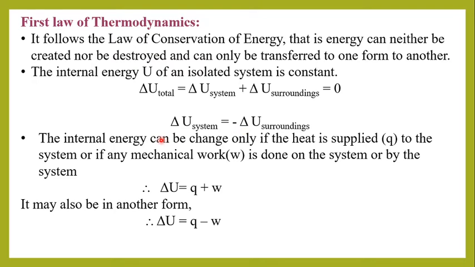The next one: the internal energy can be changed only if heat is supplied to the system or if any mechanical work is done on the system or by the system. That means the internal energy of any system can be changed only by two quantities, that is, if heat is supplied to it or if any mechanical work is done on it. There is also another form, delta U is equal to Q minus W. So what do the plus and minus signs indicate? When there is a plus W, it implies that work is done on the system by the surrounding. Whereas when there is a minus W, it implies that work is done by the system on the surrounding.